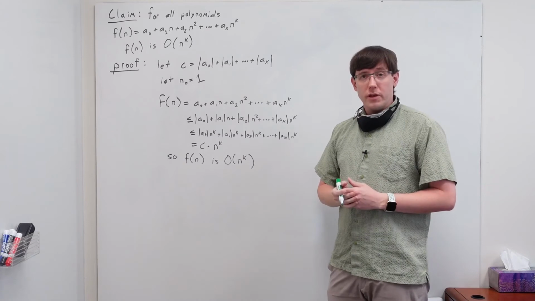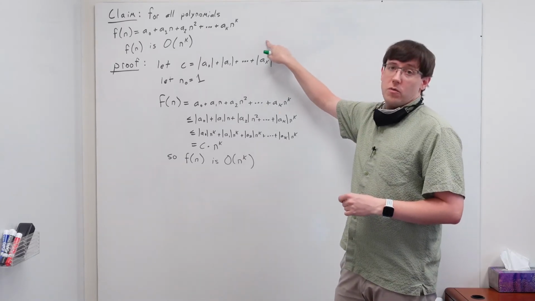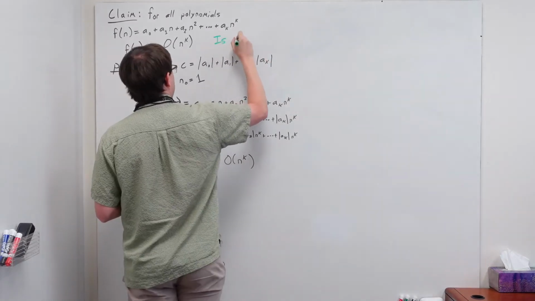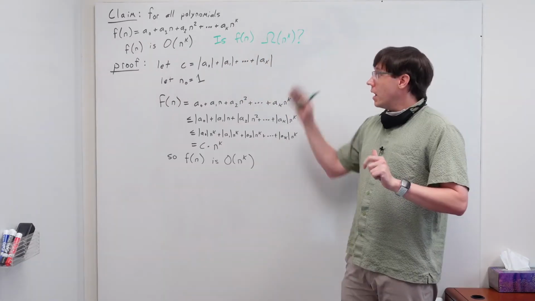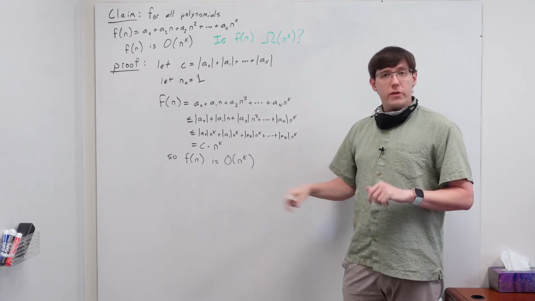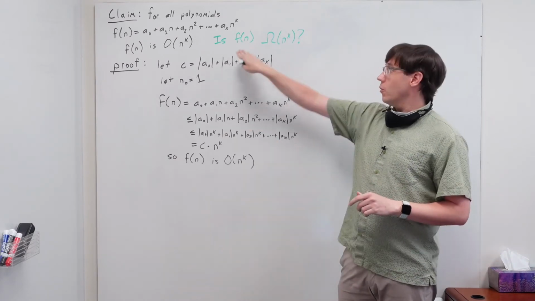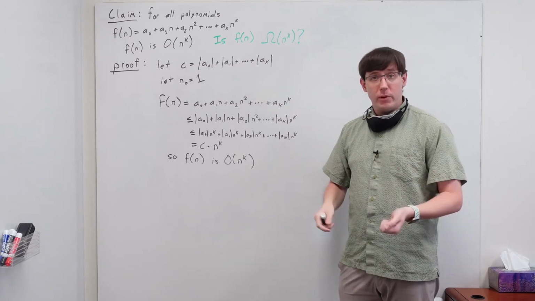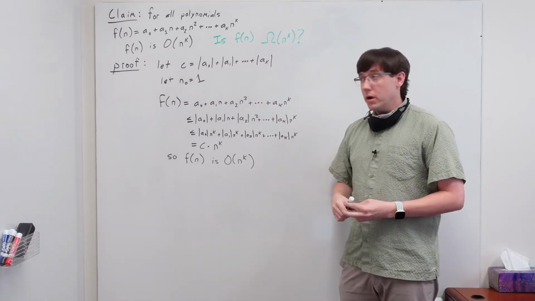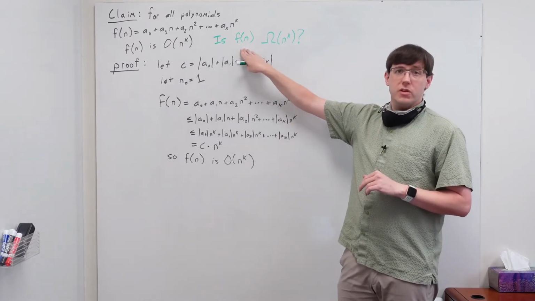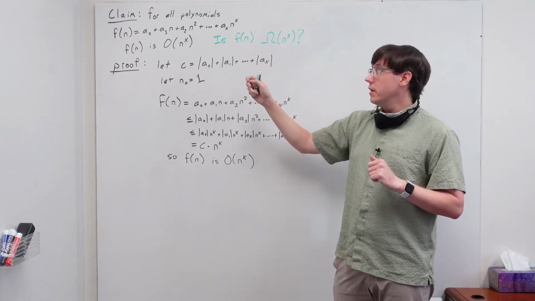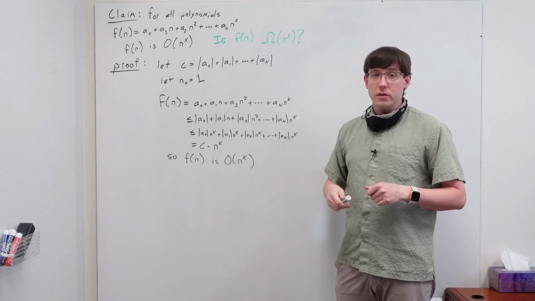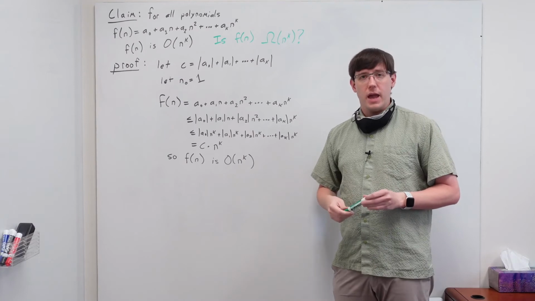A question for you to think about is whether this relationship also holds for big omega. I encourage you to think through whether this proof also works for showing that f is big omega of n to the k, or if not, how we would need to modify it, or if we need to set some further conditions on the polynomial in order to say that f is big omega of n to the k.